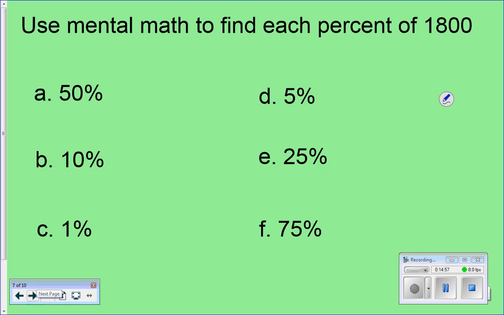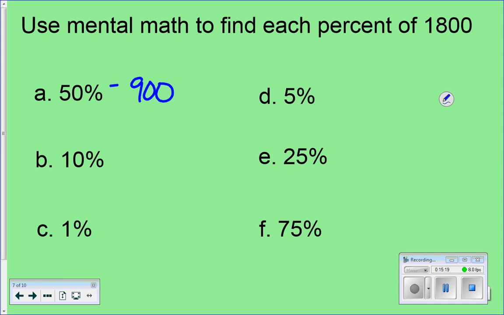All right, let's talk about this one. Let's use mental math up here in the noggin to find percents of 1800. Let's just do it together. Let's just talk about it. 1800, what do you know? What's 50% going to be? 900, right? Divided by 2.